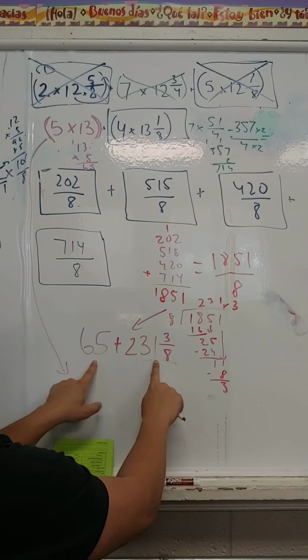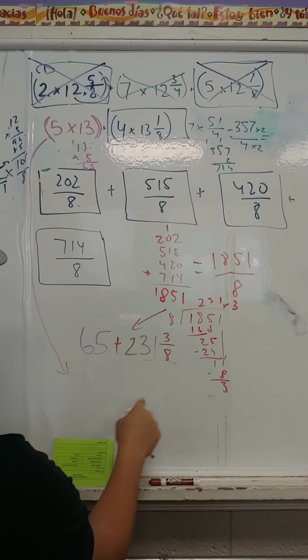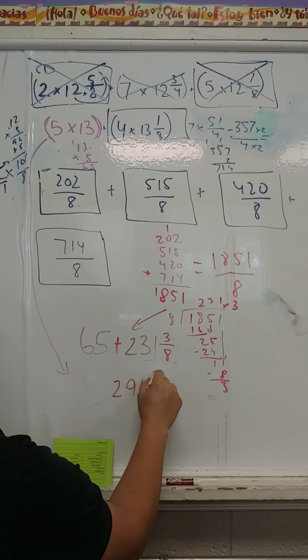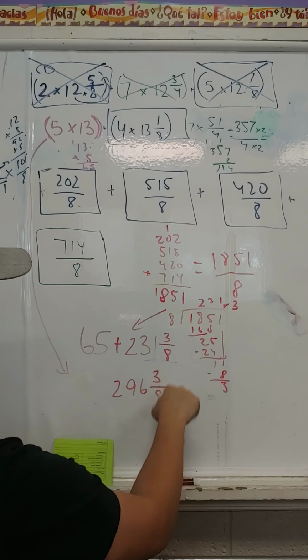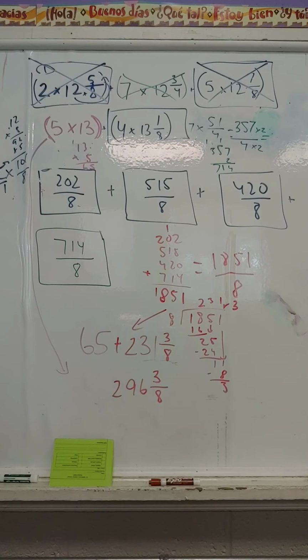Last but not least, we add 231 and 65. Okay, we add 231 and 65 for a grand total of 296 and 3/8. The fraction is just rewritten, and we just added these two numbers. Okay, that's a step-by-step breakdown of the problem.